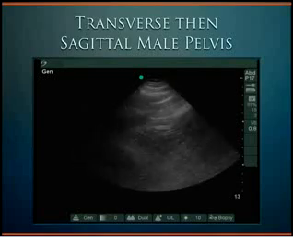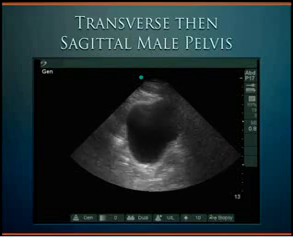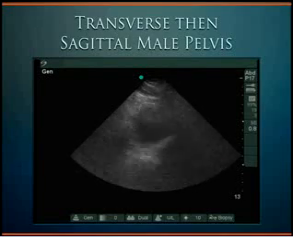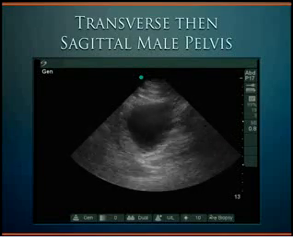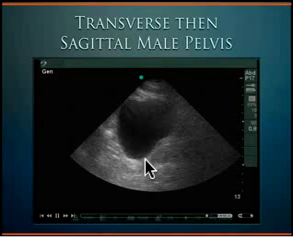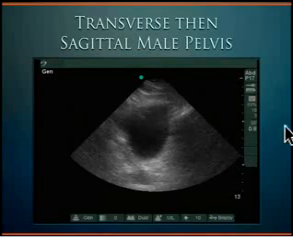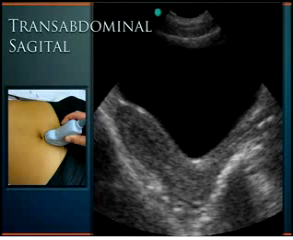This is an example of a transverse view and then going into a sagittal view of the male pelvis. Now we're in a sagittal view. The bladder appears a little bit more triangular shaped. In that transverse view, it appeared more rectangular shaped. Now, with the female pelvis in the sagittal view, we have the organ stretching out in its long axis. So what we see here is the bladder as a triangular shaped structure because it's now sagittal.